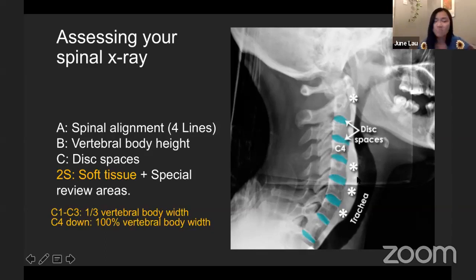If it's less than that, not concerning. If it's more than that, then you need to consider why. In the context of infection or raised inflammatory markers, is this an abscess in your retropharynx? Or in the context of trauma, could the ligaments have ruptured and you've got a hematoma in that region?